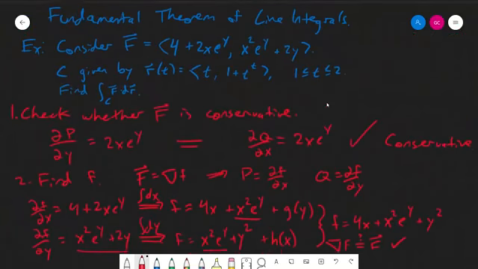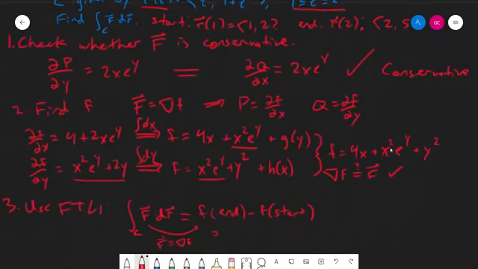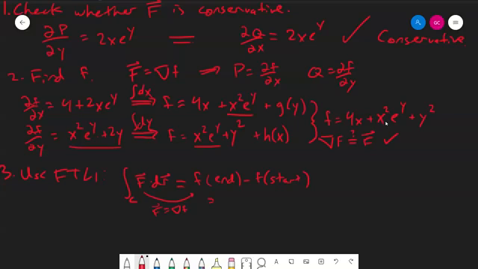So we go back to look at our parameterization. The path is given by this r of t over this range of t values. So the start is r of 1, which is the point (1, 2). And the end is r of 2, which is the point (2, 5). So I want f of (2, 5) minus f of (1, 2).